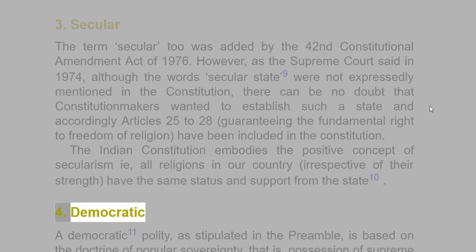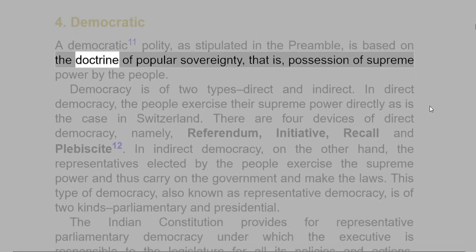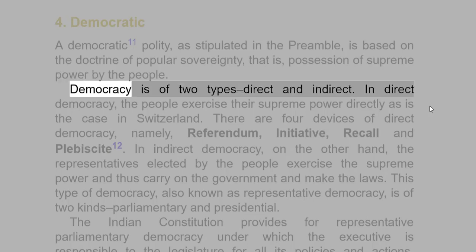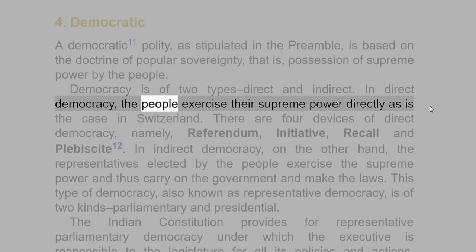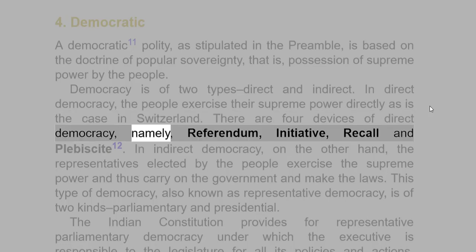4. Democratic. A democratic polity, as stipulated in the preamble, is based on the doctrine of popular sovereignty, that is, possession of supreme power by the people. Democracy is of 2 types: direct and indirect. In direct democracy, the people exercise their supreme power directly, as is the case in Switzerland. There are 4 devices of direct democracy, namely, referendum, initiative, recall and plebiscite.